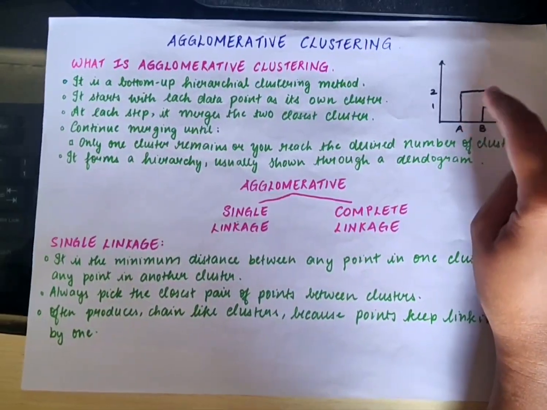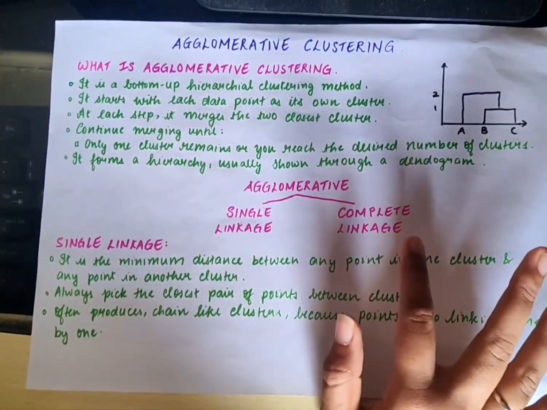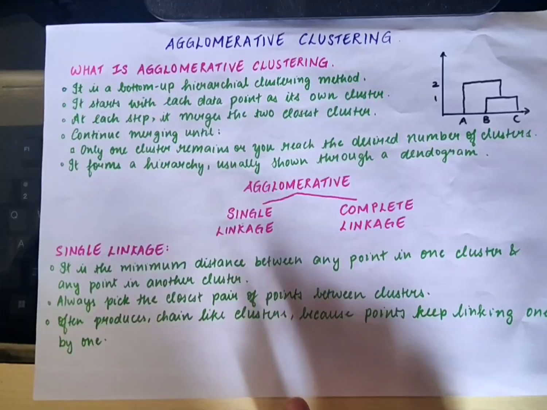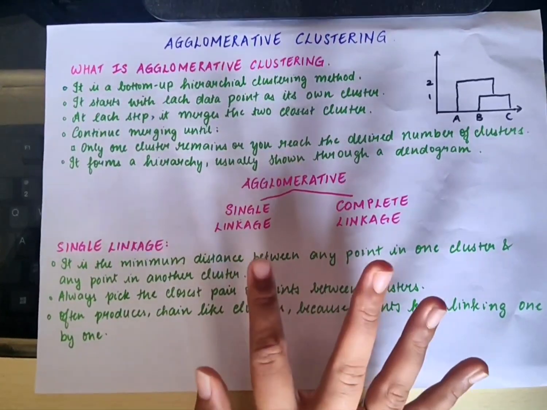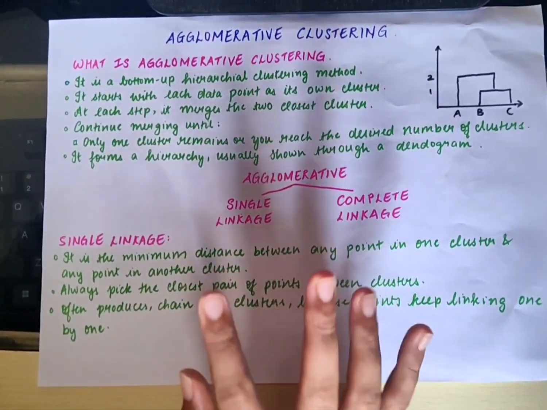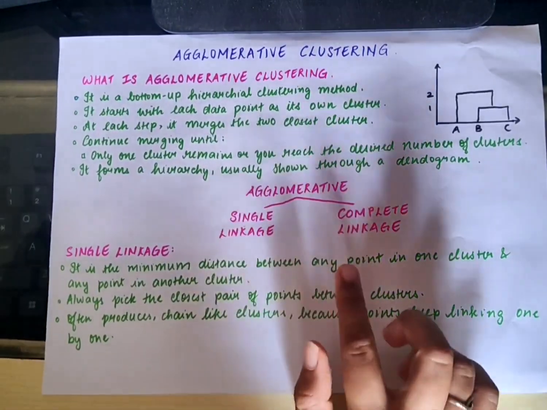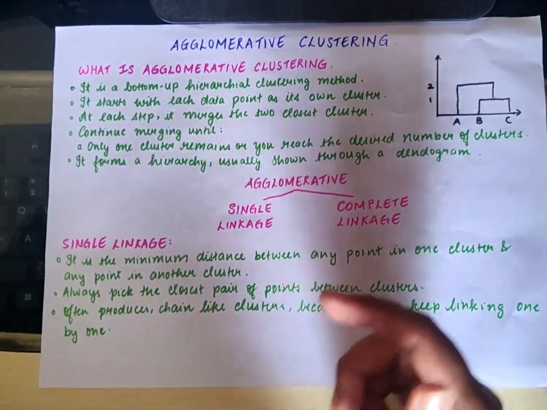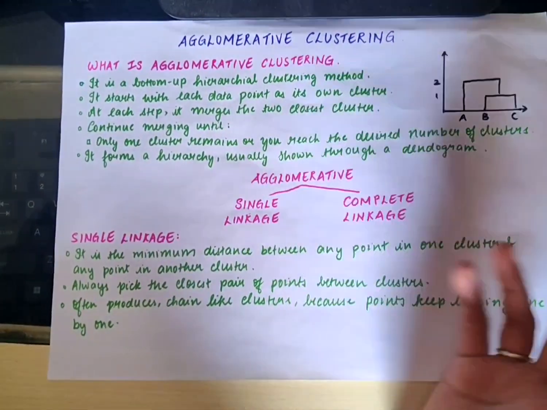There are two types of agglomerative clustering: single linkage and complete linkage. So now we will be learning what single linkage is. The single linkage rule calculates the distance between two clusters by finding the shortest distance between any single point in one cluster and any single point in the other. It always picks the closest pair. There will be a numerical explained in the next slide.